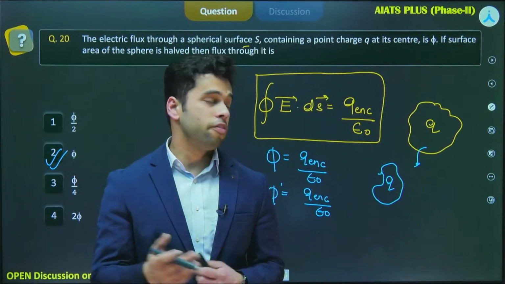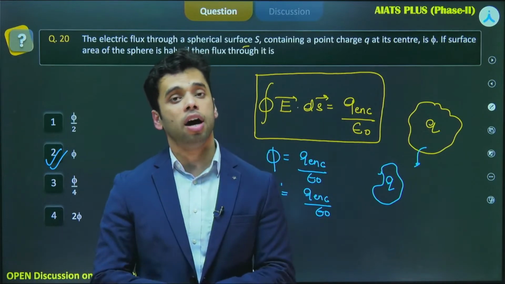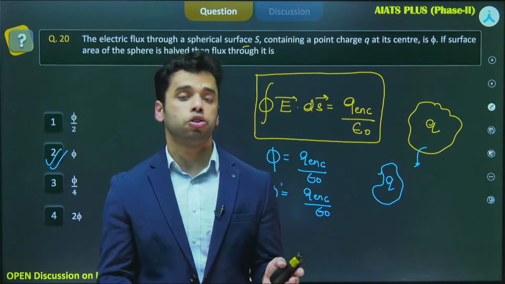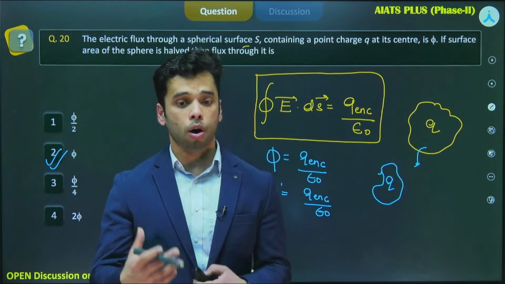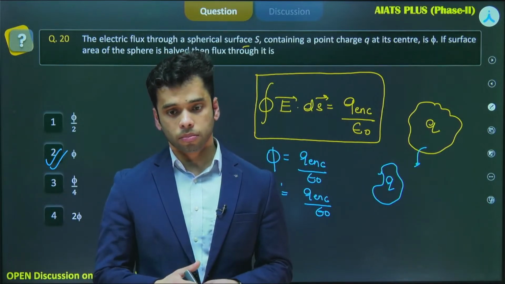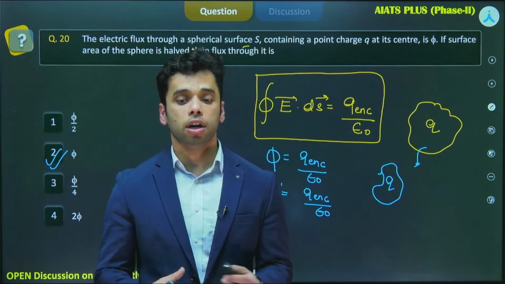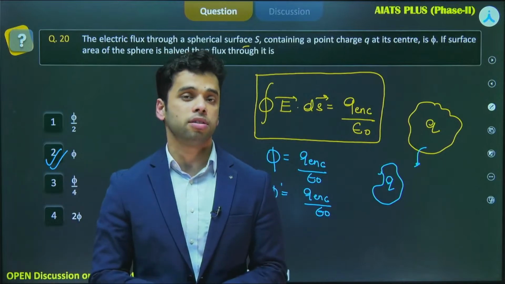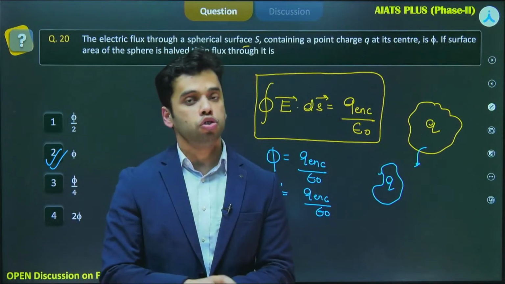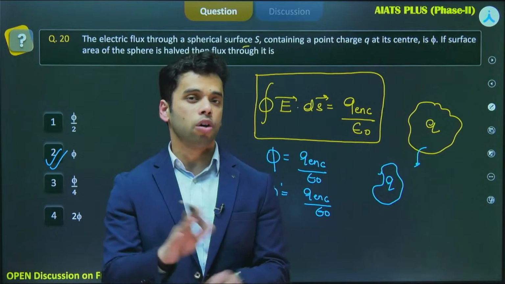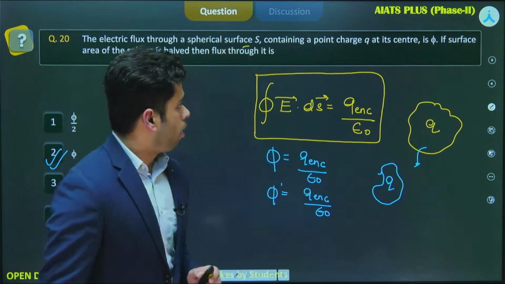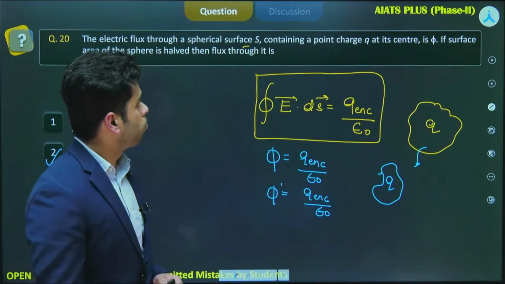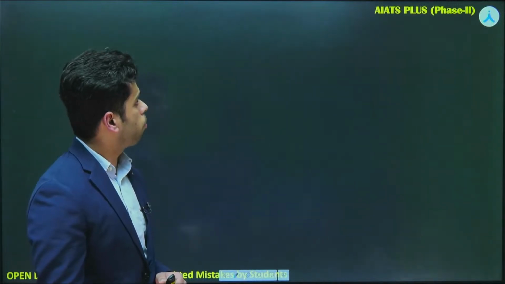Now, a slight variation could be given in the question if I change the charge enclosed by the surface. If I somehow change the charge enclosed by the surface, then there would definitely be a change in the electric flux, but not with the surface area, right? Now, if you are thorough with the concept, let's move forward to another problem.